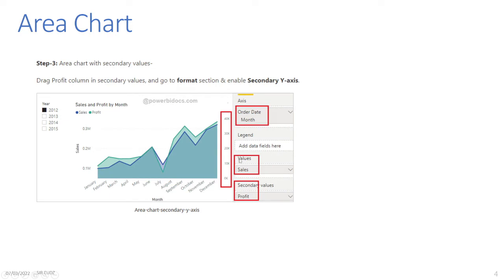So here what we're going to do is drag profit from values and place it on secondary values, and then go to the format section and enable secondary y-axis.